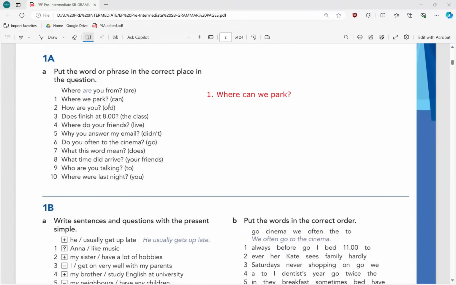Number three. Now the class does finish at 8. So here, look, does is the auxiliary. Finish is the infinitive. And at 8, this is the adverb side, it's time. So the class here, the subject is missing, guys. So I'm going to put the subject between the auxiliary and the infinitive. So does the class finish?